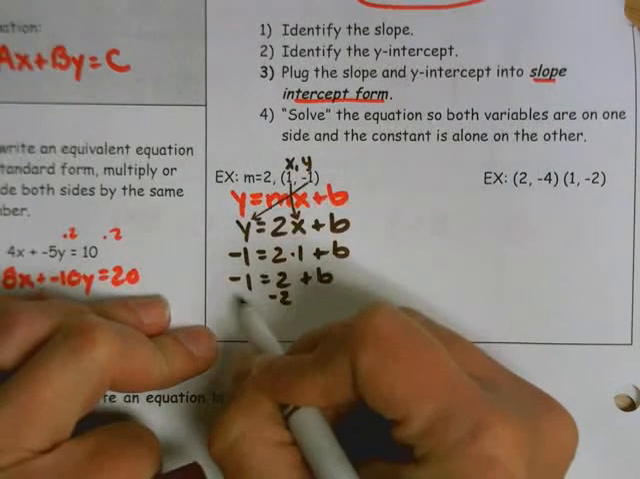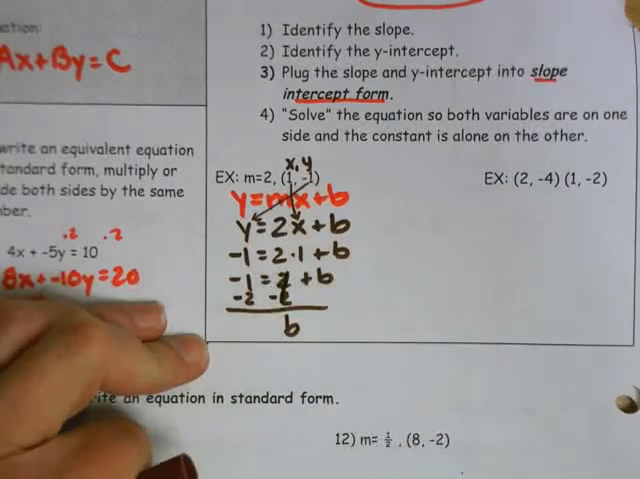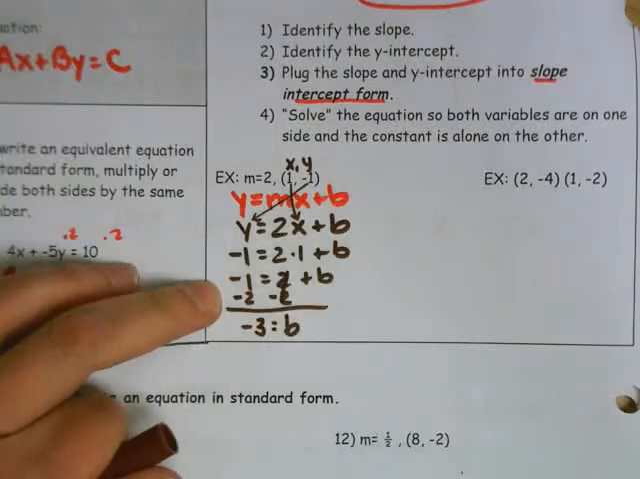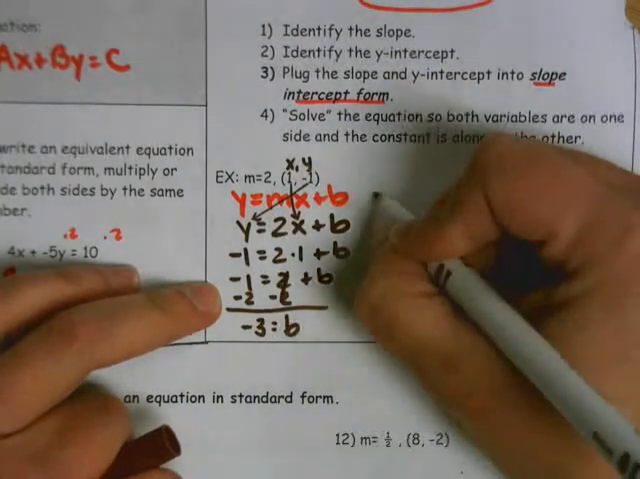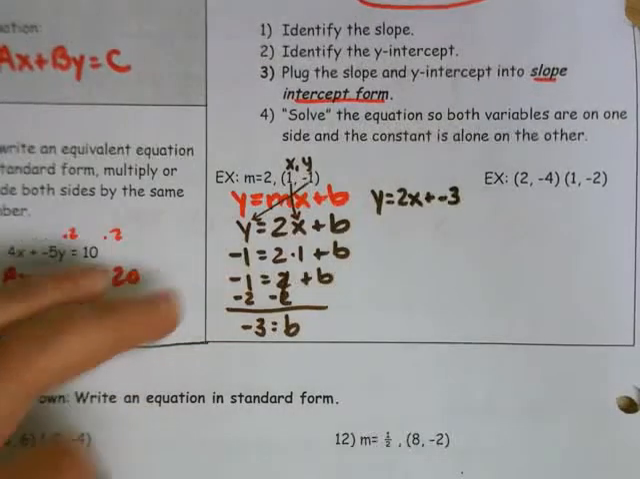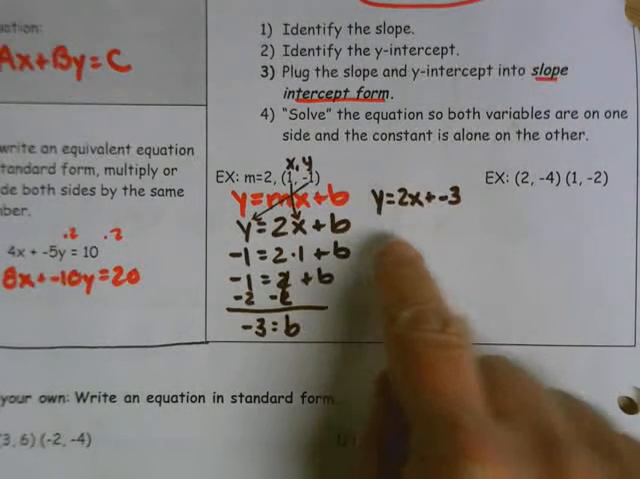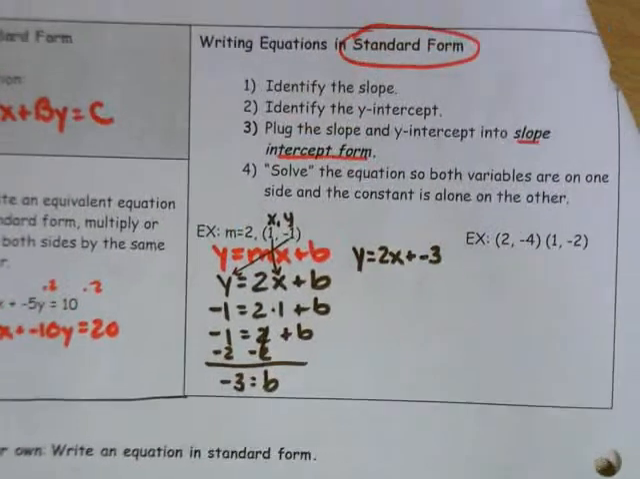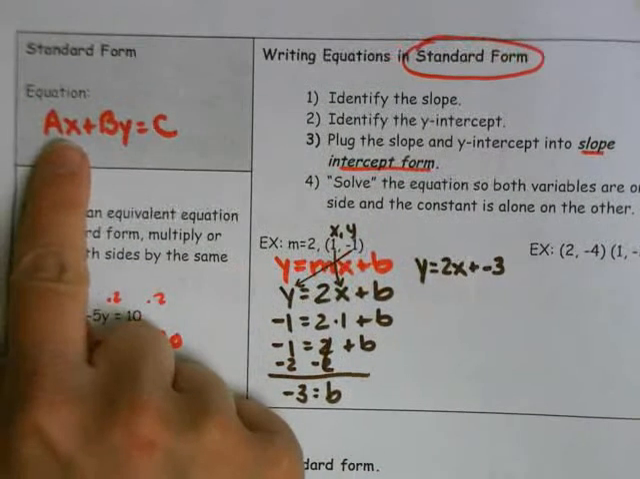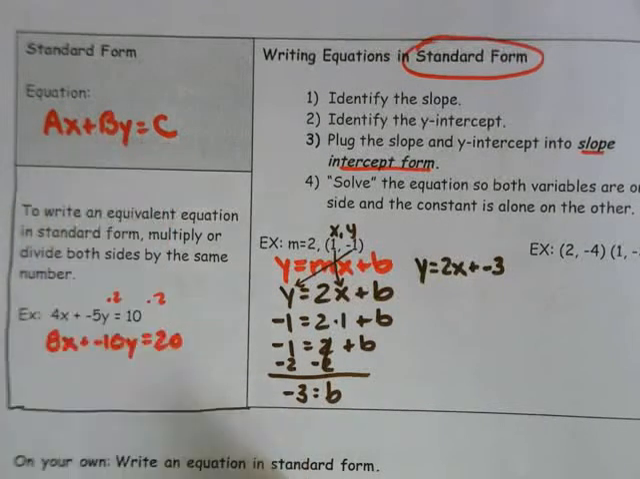And I'm going to subtract 2 from both sides so that I can get that b all by itself over here. 2 minus 2 goes bye-bye. And careful, negative 1 minus 2 more is now negative 3. So I have my now y equals 2x plus negative 3. Am I done? I'm so close. That is in y equals mx plus b. That's in slope-intercept form. If I want it in standard form, I just have to rearrange it so it looks more like this. So my x comes first, then my y, then that equals a constant.